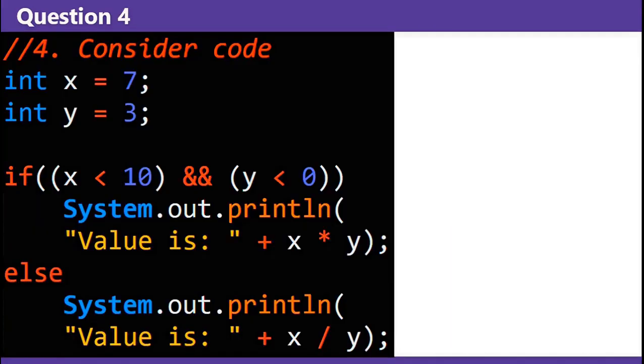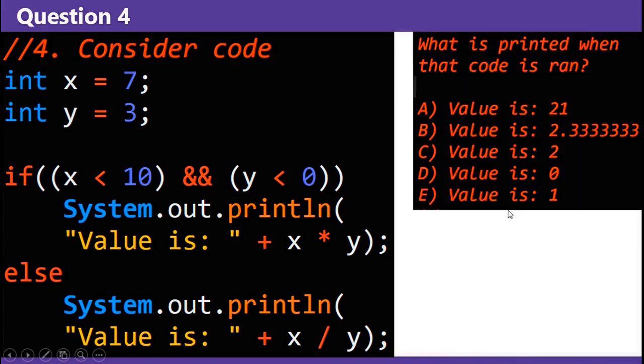Question 4. Consider the code int x equals 7, int y equals 3. If x less than 10 and y less than 0, print out value is x times y, otherwise print out value is x divided by y. What code is printed when this is run? Well, x is less than 10, but y is not less than 0, so we'll print out x divided by y. This is 2 and some decimal numbers, but this is integer division, so the answer is just the 2, which means the answer is C.